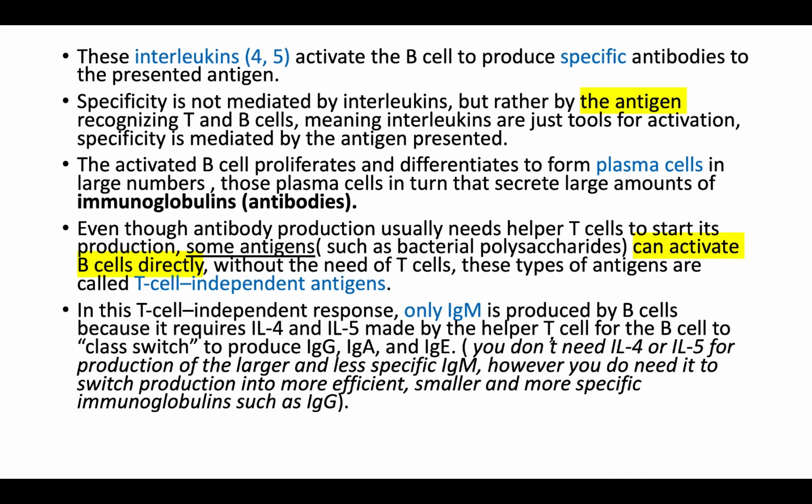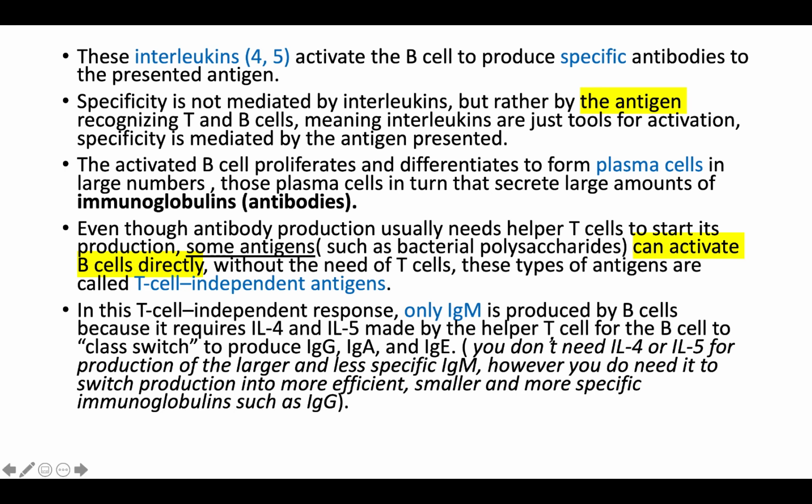Here I can start antibody production in a T cell independent manner. So it's called T cell independent, the CD4 cell. So T cell independent antigens, some of these antigens can activate B cells. Some antigens, this is an important word, some antigens can activate B cells without the need of T cells. The T cell independent response is only IgM. We will talk about the types of antibodies.